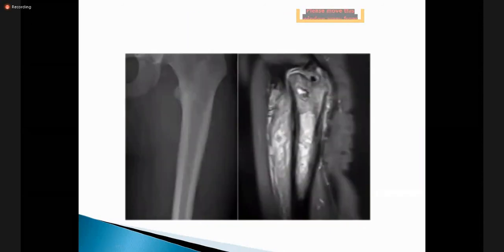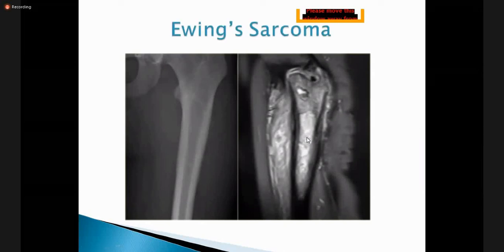This is another lesion on the X-ray. There is a certain lucency, but on overview we can avoid it. We cannot assess any lesion. But on the MRI, you see there is an abnormal signal lesion with a soft tissue component. This is an aggressive lesion, Ewing sarcoma. Ewing sarcoma most of the time we cannot assess on the conventional X-ray, but on the MRI it is usually picked up.